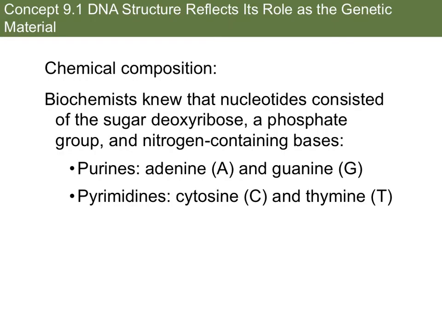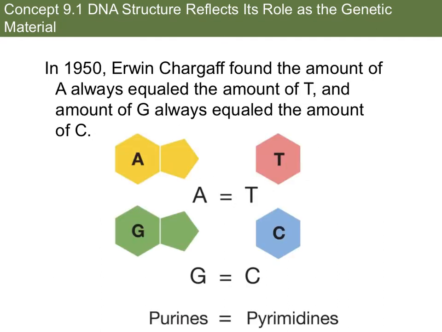Now, scientists knew the chemical composition of nucleic acids at this point. They knew that nucleotides consisted of the sugar deoxyribose, a phosphate group, and a nitrogenous base. And the nitrogenous bases were divided into purines and pyrimidines. Purines were adenine and guanine, pyrimidines were cytosine and thymine. All of this we talked about back in Unit 1. We even mentioned how Chargaff found that the proportion of A's was always equal to T's, and the proportion of C's was always equal to the amount of G's. In other words, they complement each other, they pair up.